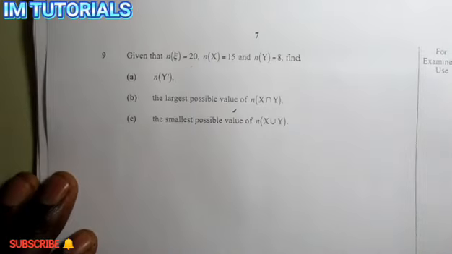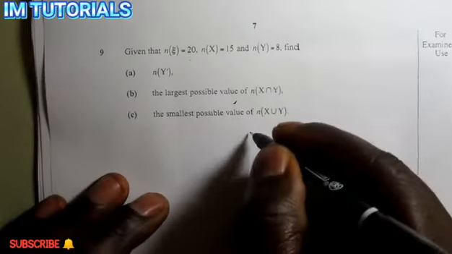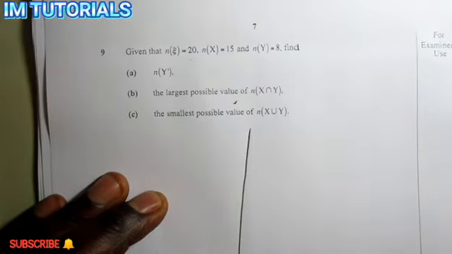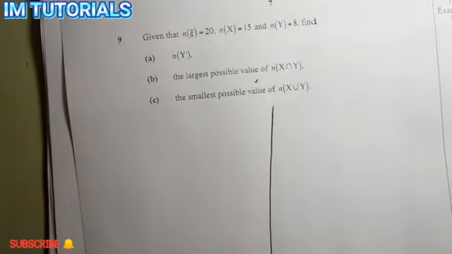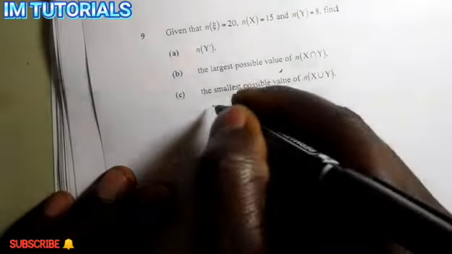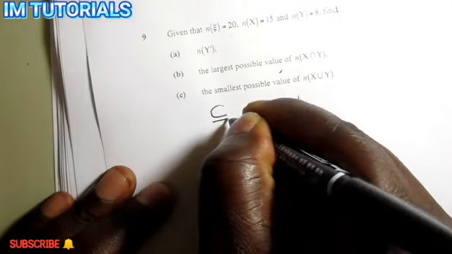Right. Part B of the question reads, find the largest possible value of n(x intersection y). What you need to understand is you draw a Venn diagram using two situations, and out of those two situations you'll be able to find the largest or the smallest. The first situation is the subset situation.